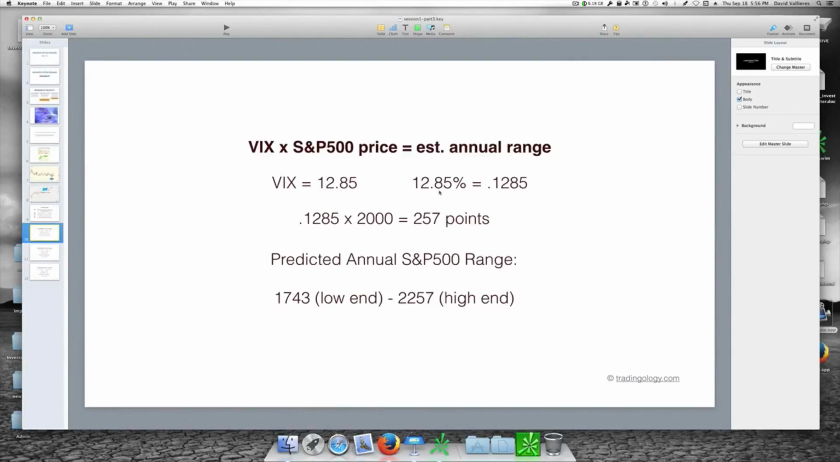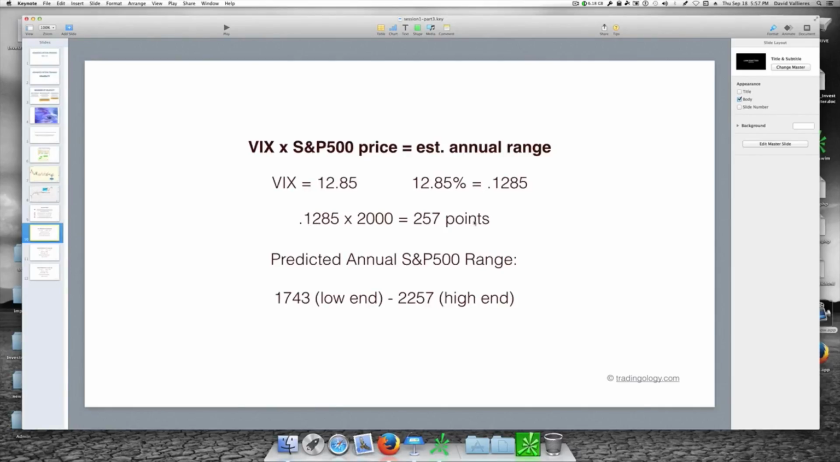And so what we need to do is take the VIX as a percentage, 12.85%, and convert it to a decimal. The way to do that is simply to take 12.85, divide it by 100, and you get the decimal. And we need that decimal in order to make our calculations. So 12.85 is equal to 0.1285. We take 0.1285 times the current price of the S&P 500. It's right around 2,000. I just used 2,000 to make it simple here, so the price of the S&P 500 is 2,000 times 0.1285.